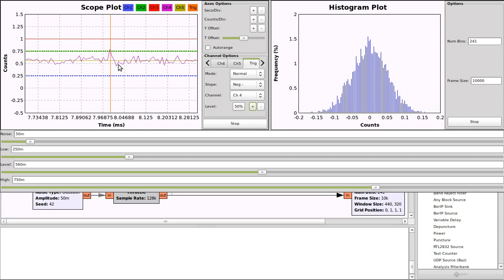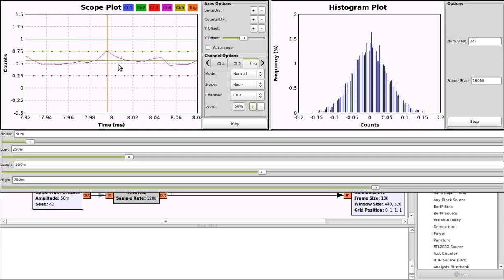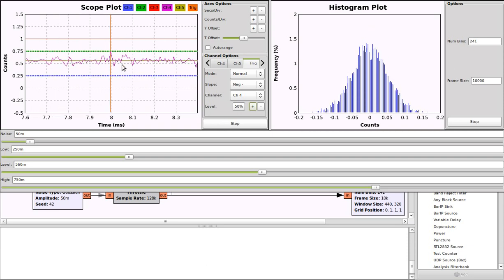And as you can see, only very rarely does the added noise cause the added value to exceed that high threshold, but it does, and so that confirms the behavior that we saw before when the output of the threshold block changed from 0 to 1.